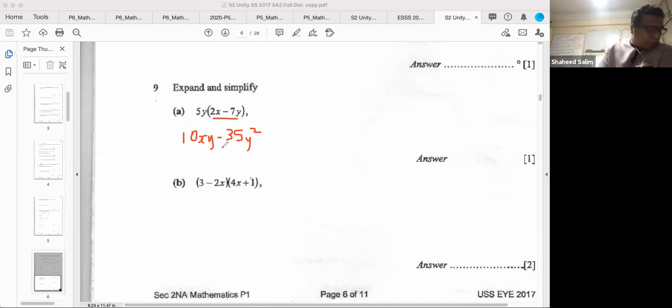Question 9. The answer is just like that. This one is just expand, no simplify. Oh, you simplify. Okay, if you simplify, you must have the y, 5y. Once you simplify, the 5y will be outside. But for question A, it's only expand. Don't simplify. This one, you cannot simplify. You try the next one. This one, I think after you expand, you may have to simplify.